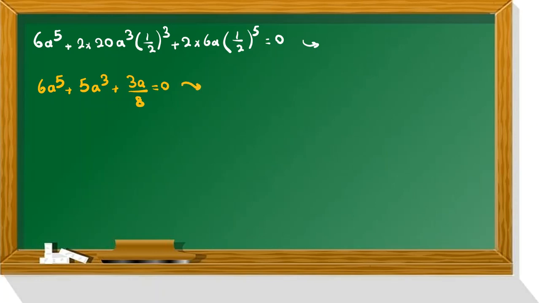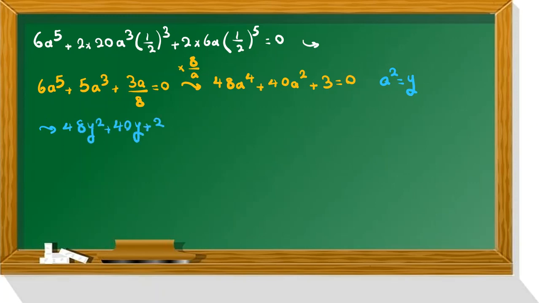Now, we multiply by 8 over 8. So it will be 48a to the 4 plus 40a cubed plus a squared and then plus 3 equal to 0. Now, here we consider a squared equal to, for example, y. So 48y squared plus 40y plus 3 equal to 0.